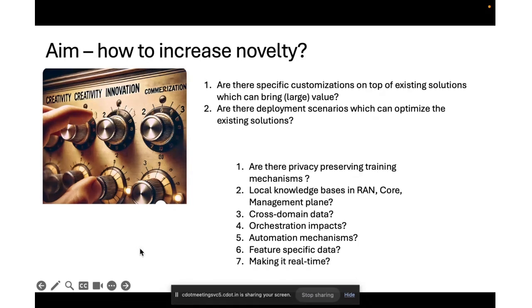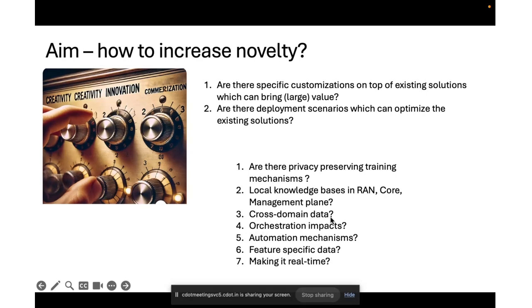For example, there are scenarios that you can look at where you have network data with applications, and inside the network itself there are multiple layers, and multiple domain-specific data itself can be used together to form some cross-domain insights. So, are there such solutions possible?